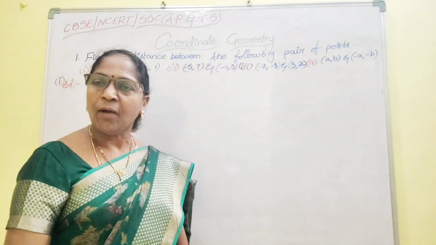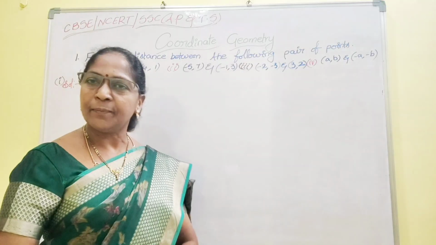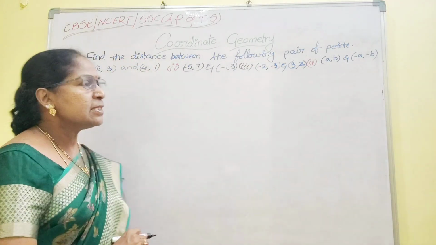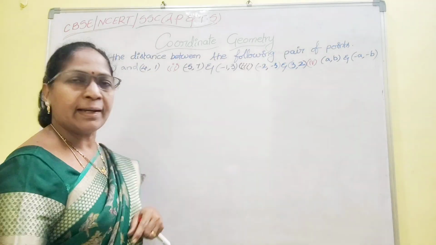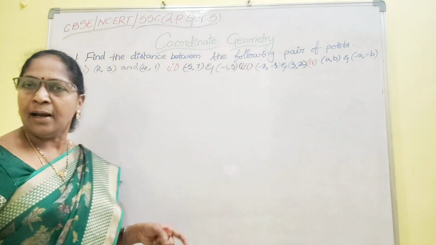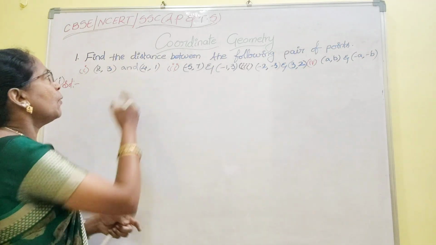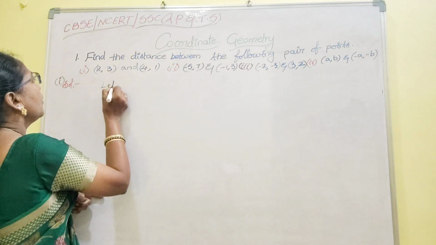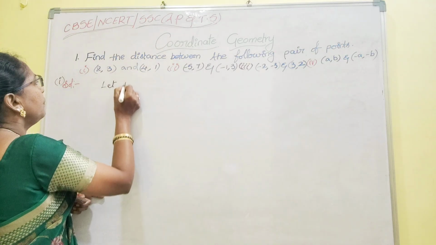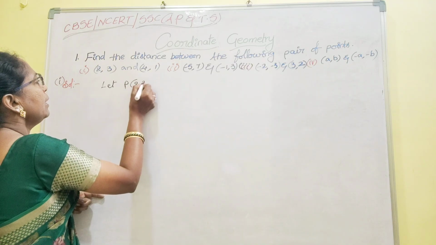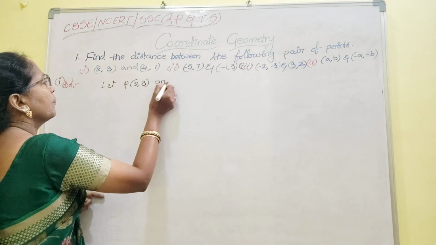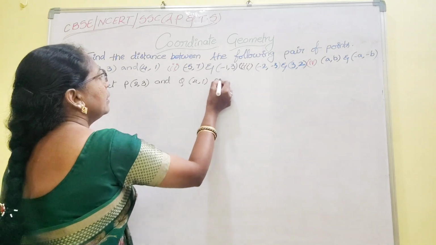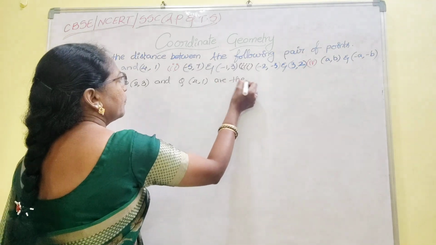Today in this video, I am going to explain coordinate geometry, first exercise, first sum. Find the distance between the following pair of points. First one, (2, 3) and (4, 1). Here the given points are (2, 3) and (4, 1). You have to assume that the first point is P of (2, 3) and Q of (4, 1) are the given points.